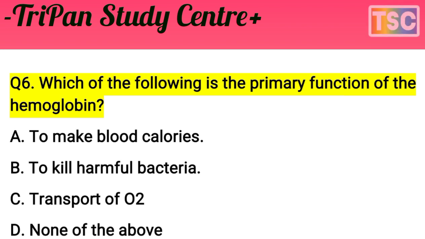You know that is important. Hemoglobin is present in the red blood cell. It transports oxygen to the tissues of the human body. Hemoglobin carries oxygen throughout the body. The iron in hemoglobin gives blood its red color. So the primary function of hemoglobin is transport of oxygen. Option C is correct.